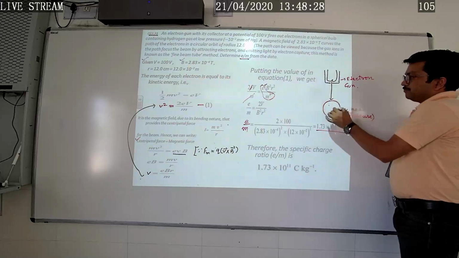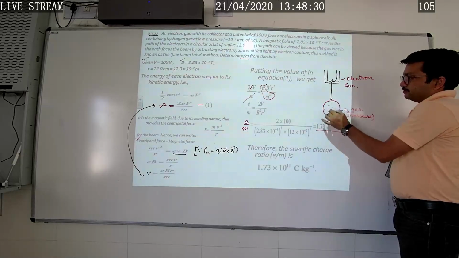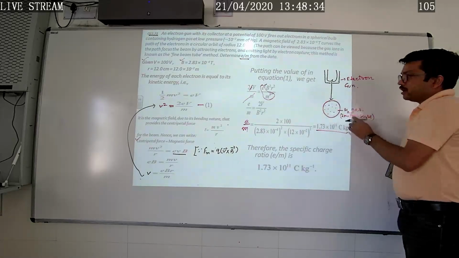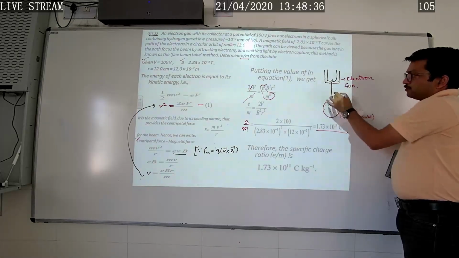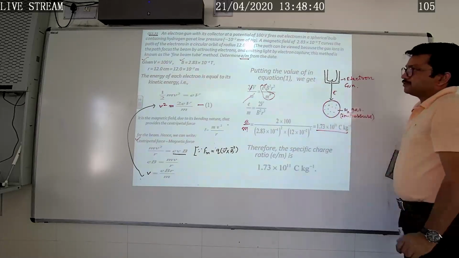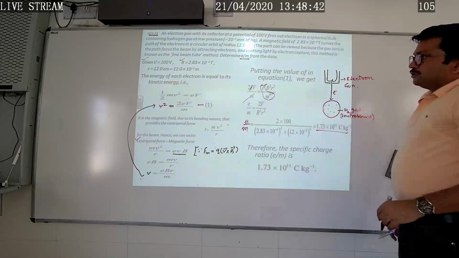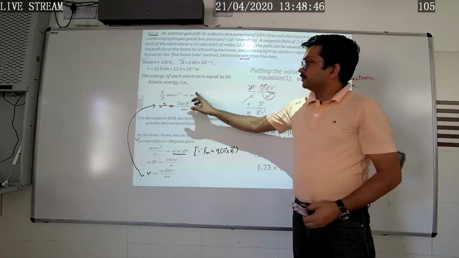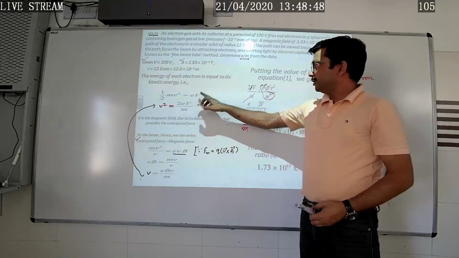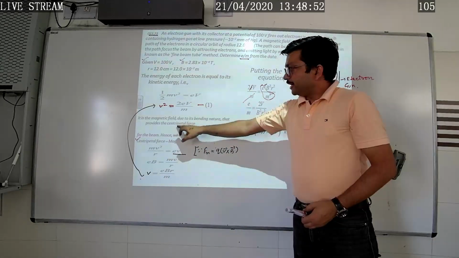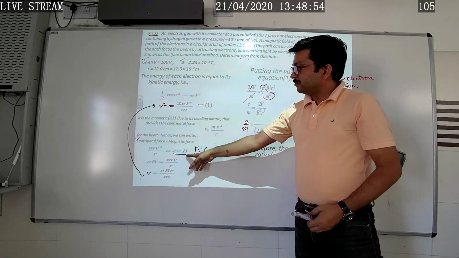So suppose here the magnetic field is applied like that. The condition is the magnetic field should be perpendicular to the direction of this electron beam. Only under that condition will they experience the force. So here the kinetic energy gained by the electron is due to the accelerating potential between the anode and cathode. Okay, so here the magnetic field provides the necessary centripetal force.